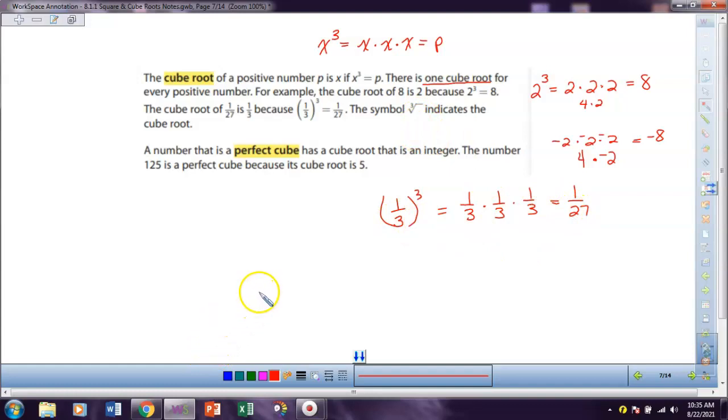A number that is a perfect cube has a cube root that is an integer. The number 125 is a perfect cube because its cube root is 5. If I take 5 cubed, 5 times 5 is 25, times 5, that gives me 125.